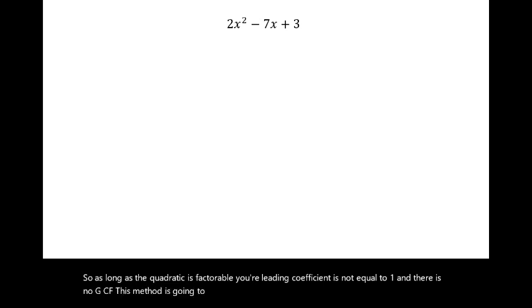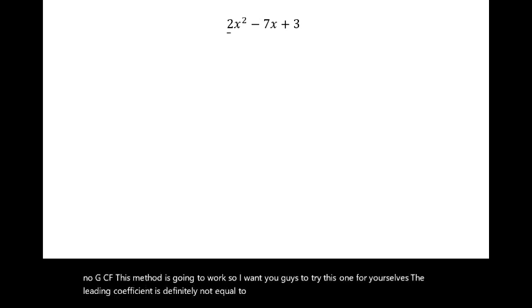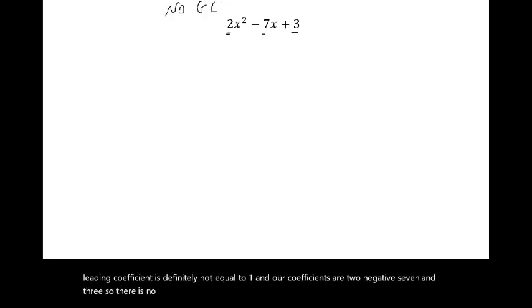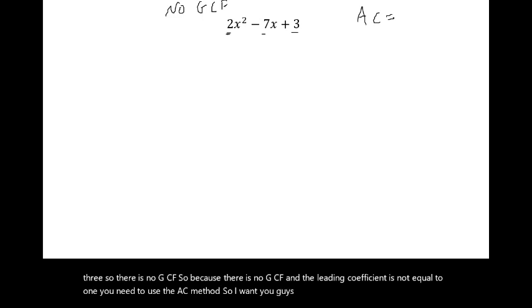So I want you guys to try this one for yourselves. The leading coefficient is definitely not equal to 1, and our coefficients are 2, -7, and 3, so there is no GCF. So because there is no GCF and the leading coefficient is not equal to 1, you need to use the AC method. So I want you guys to go ahead, pause the video, and give this a try, and then resume when you are done working.